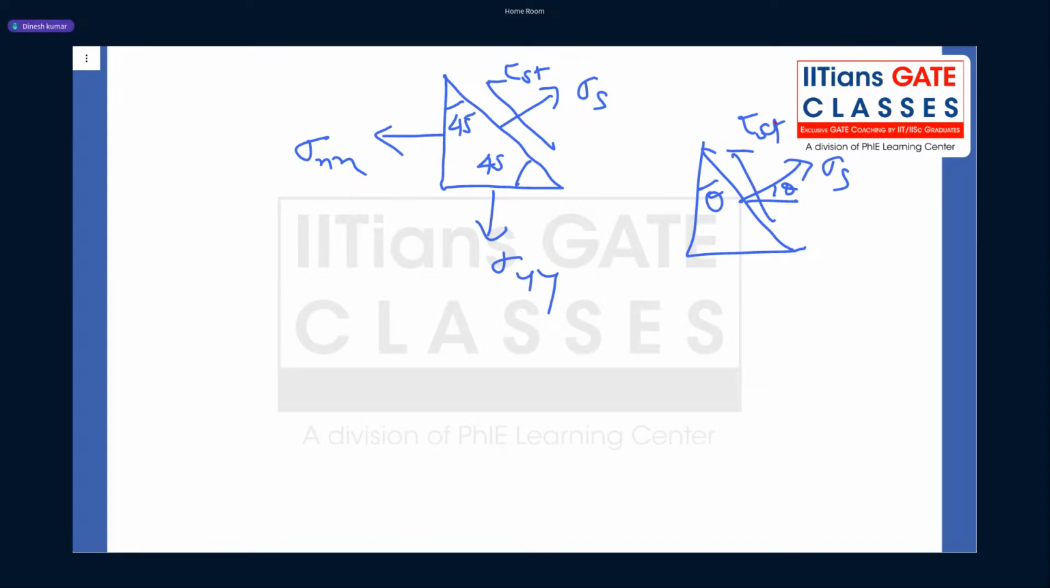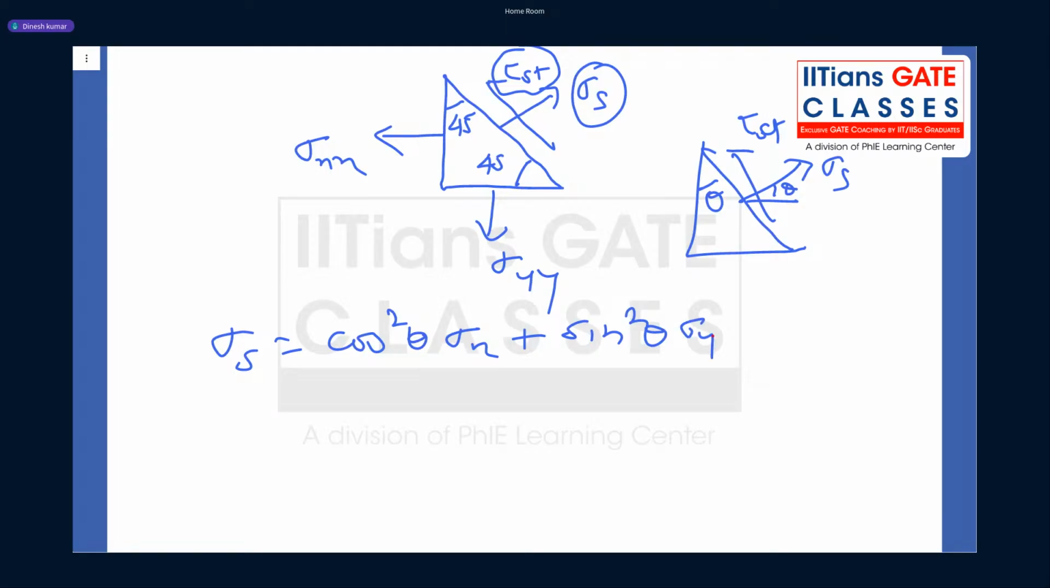So what is unknown here? Sigma s and tau st. Can you guys find out? So what will be sigma s? Sigma s is cos square theta sigma x plus sine square theta sigma y. Now the third term is 0. Why 0? Because sigma xy is 0. Clear? Yes or no? Is this clear?